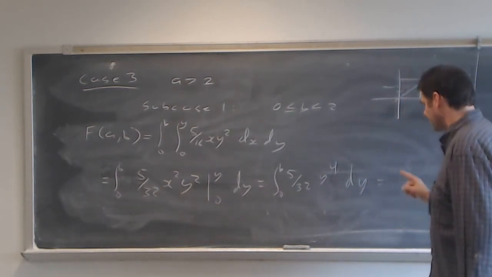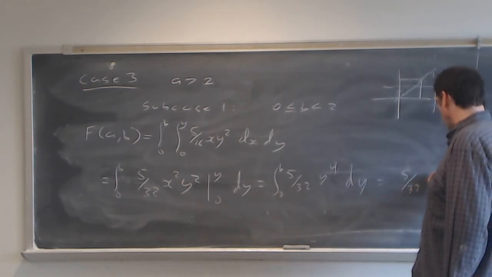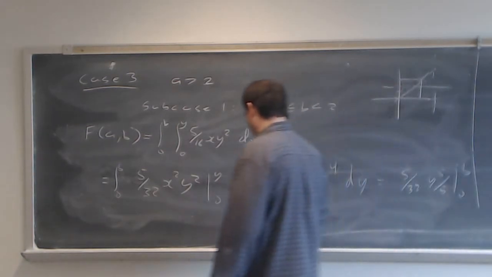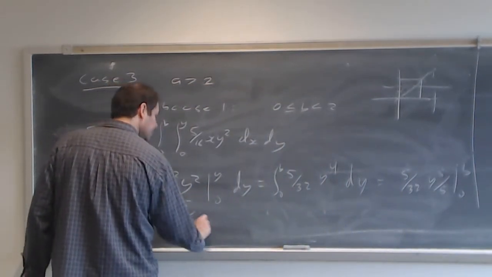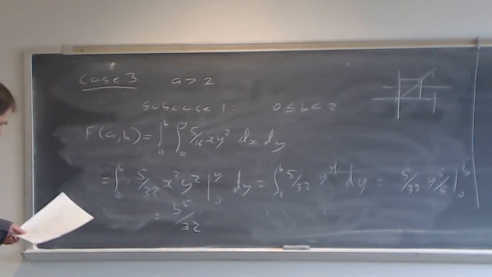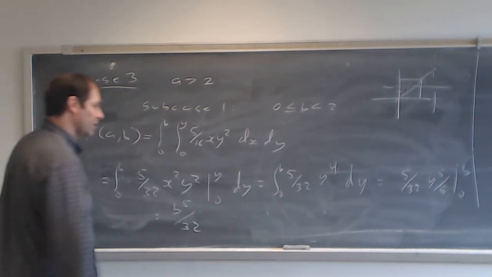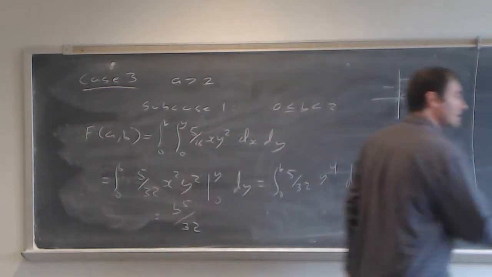That's equal to, so I integrate with respect to y, 5 over 32, y to the 5th over 5, evaluated from 0 to b. The 5's cancel, we're left with b to the 5th over 32. That's what I think I get. That's correct. There's one more case to consider.